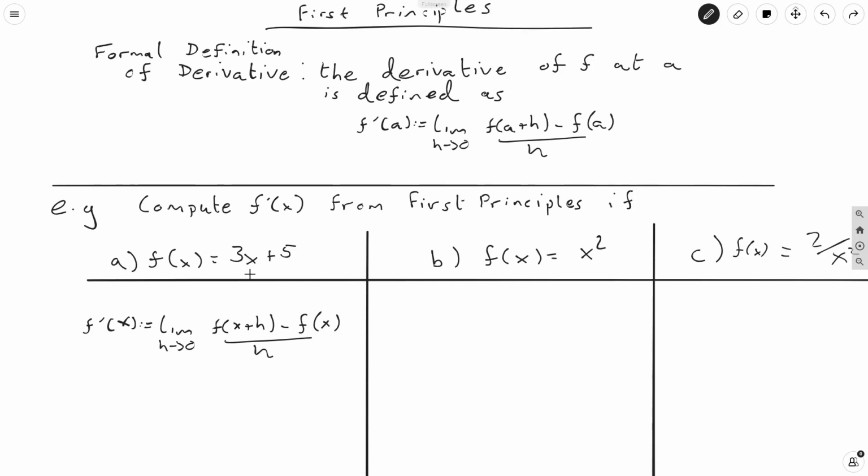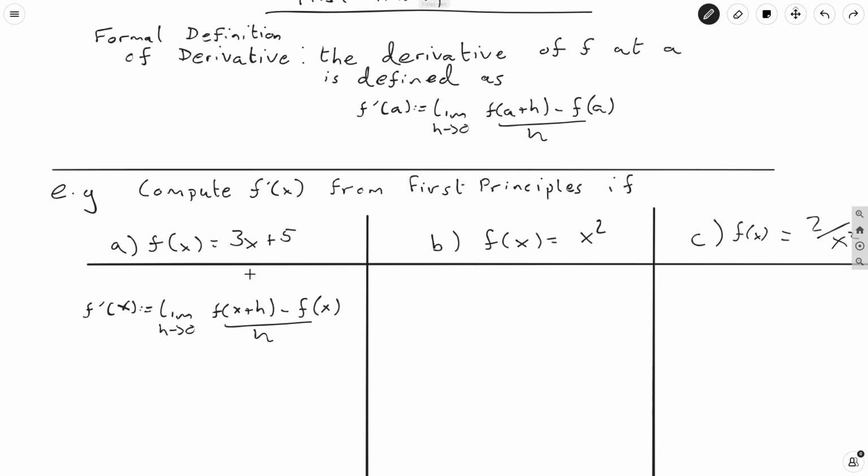Given this, we're going to compute f prime of x from first principles for the following functions. That means we have to show that this limit converges to the thing we would expect. For example, f of x is equal to 3x plus 5. We know from regular calculus that this should evaluate to 3. However, we're going to apply this definition and show that this limit converges to 3.